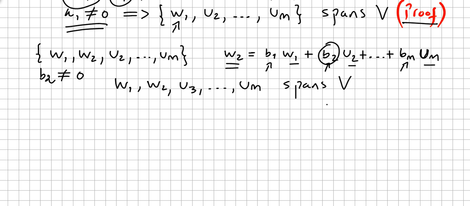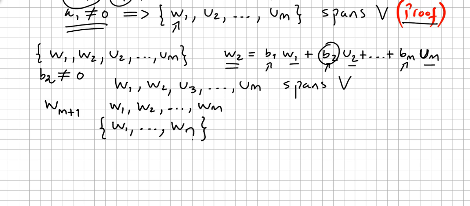And we keep on doing this process till we get to w m plus 1. This is going to be a linear combination of w1, w2, right, till wm. So you just keep doing the same process. So the set w1, etc. till wn is not linearly independent, and this is a contradiction. So this concludes the proof.